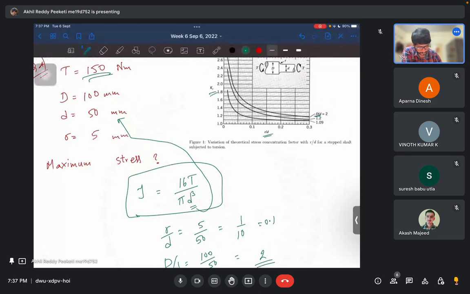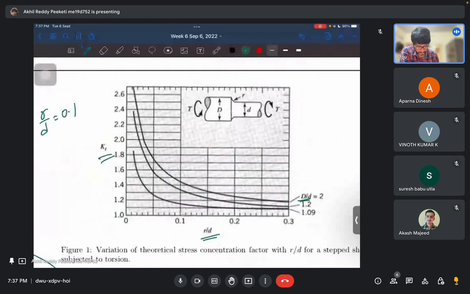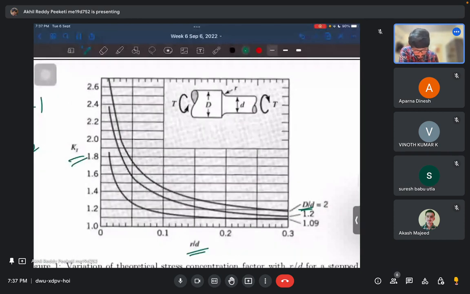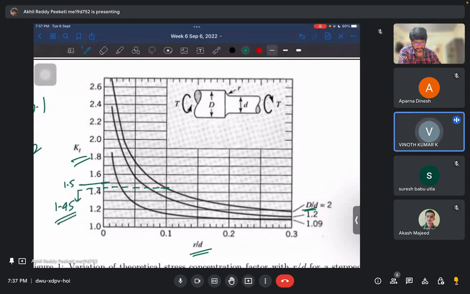So we should look at R by D 0.1. We got R by D equal to 0.1 and D by d equal to 2. So this line for R by D 0.1, and D by d equal to 2, so this point. This would be 1.5, so what we want is 1.5.